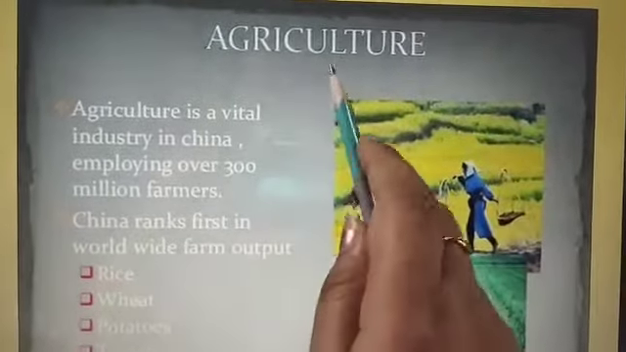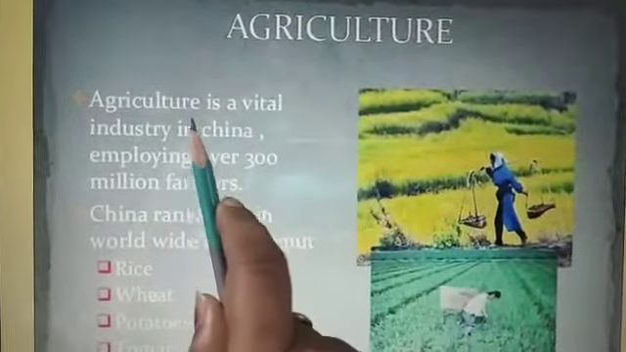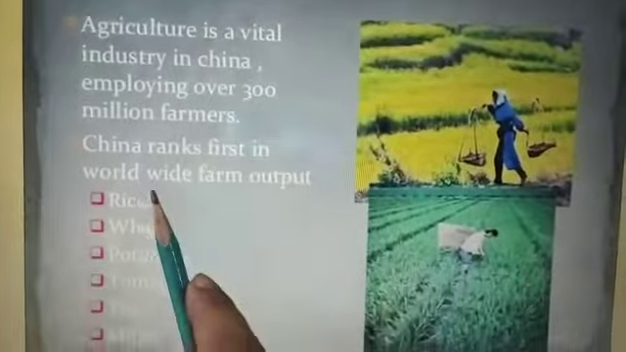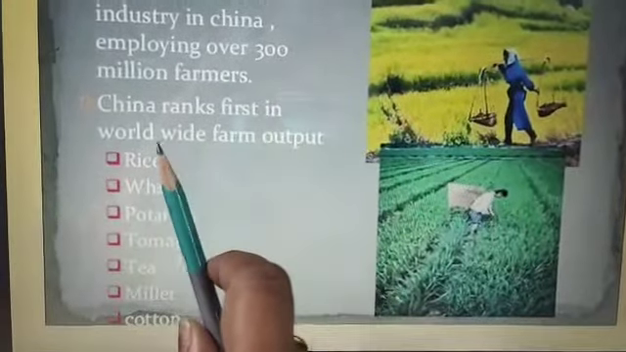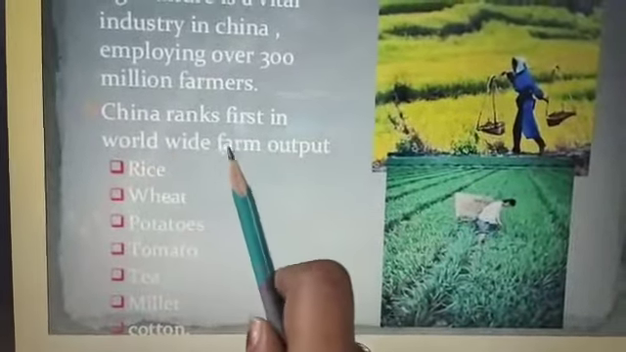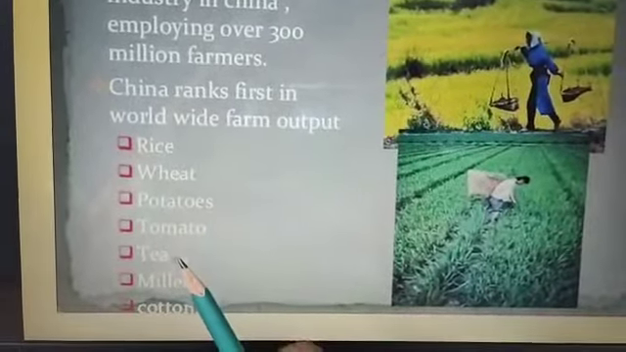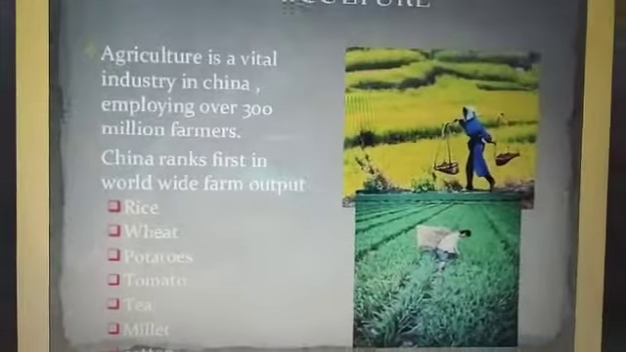Occupation. Agriculture was the most important occupation. It played a vital role in China. They were the first in the world to produce rice, wheat, potatoes, tomatoes, tea, millets and cotton.